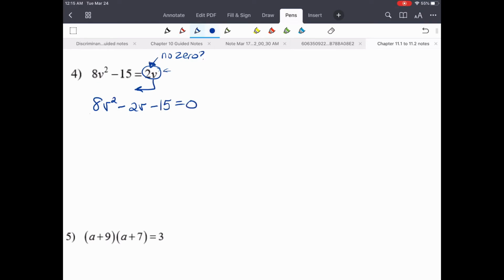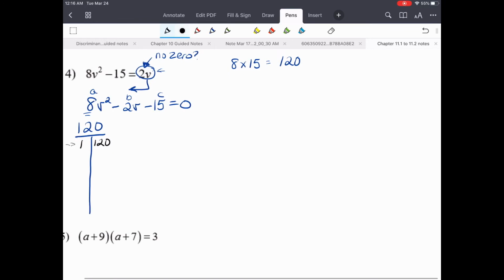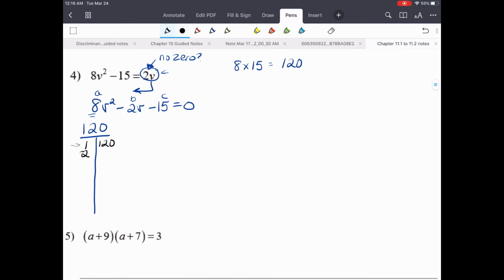Our leading coefficient is not 1, so we want to use that alternative modified product sum method, which means we're going to take the A term and multiply by the C term. So 8 times 15 is 120. Now I'm going to factor out 120. It's always good to start with the lowest number and the highest extreme, 1 and 120, and then you just keep going. So 2 and 60 makes 120 when you multiply them. 3 and 40 makes 120, and we're looking for a sum of 2.